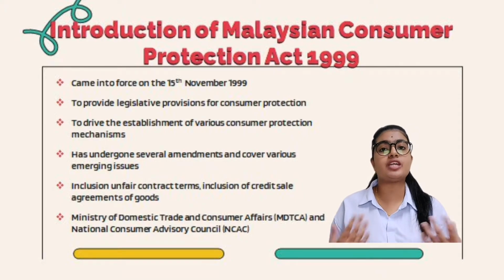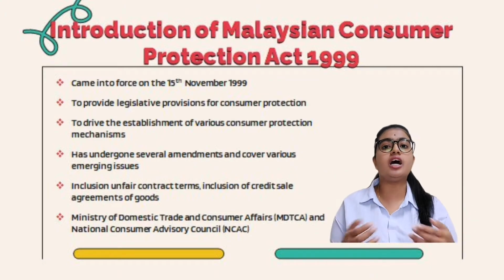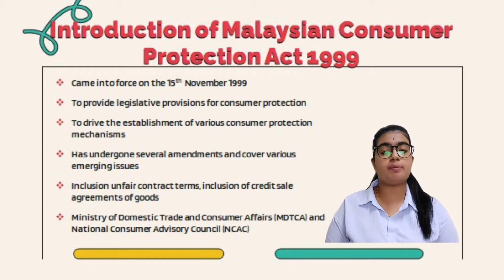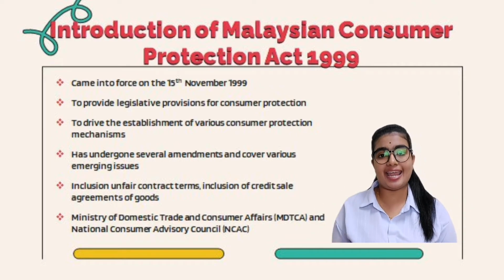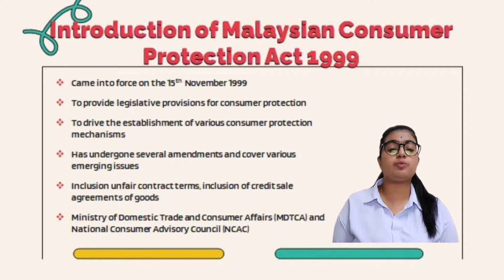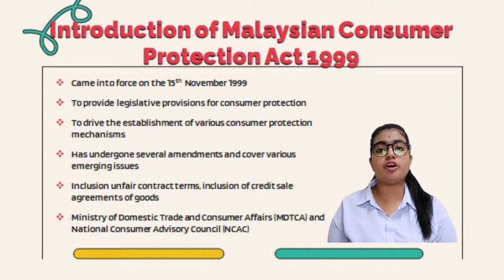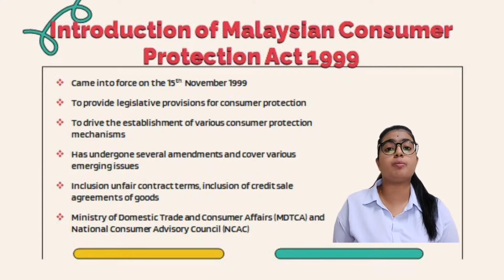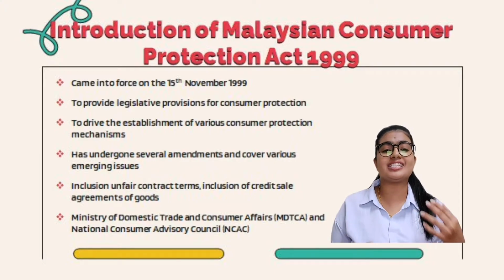The CPA is said to drive the establishment of various consumer protection mechanisms in Malaysia and also to bridge gaps that may occur in other major laws which may be inadequate in protecting consumers. The CPA has undergone several amendments since its enactment to cover various emerging issues relating to consumers, which include the inclusion of unfair contract terms and also the inclusion of credit sale agreements of goods. The most recent amendment was on the 23rd of July 2019, which is related to the Tribunal for Consumer Claims in Malaysia.